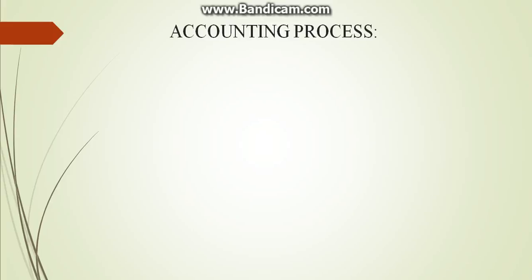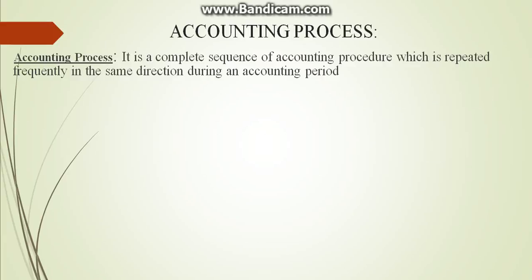Today I am going to discuss the meaning of the accounting process and the golden rules of accounting, along with an example. Let me explain what the accounting process is. The accounting process is a complete sequence of accounting procedures which is repeated frequently in the same direction during an accounting period. It means that, according to the rules of accounting, we record each and every transaction to know my financial status, and this is repeated in nature for each and every transaction.